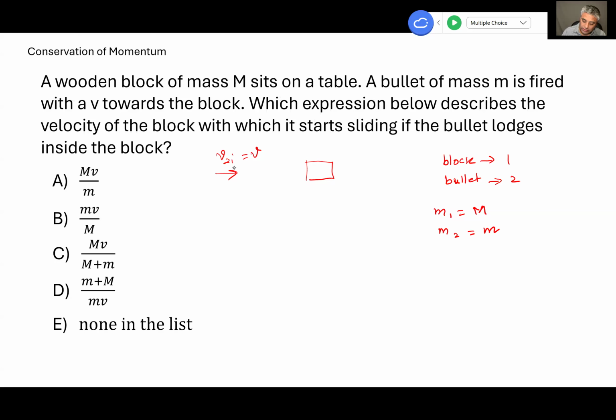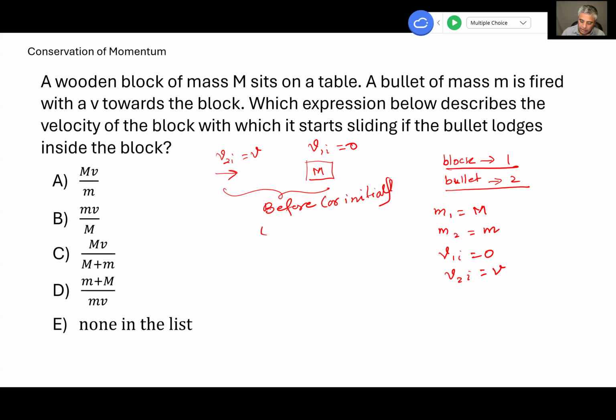Okay, so I said block is 1 and bullet is 2, but you can also say bullet is 1, block is 2. Either way is fine, right? So it has mass m. So initial velocity of block is 0. B2I is B, I already wrote. So now what happens? So this is before, or initial.